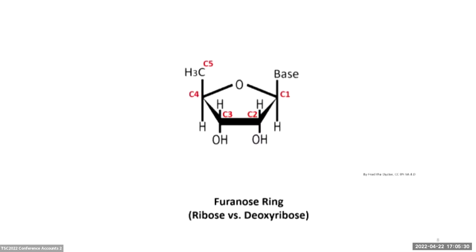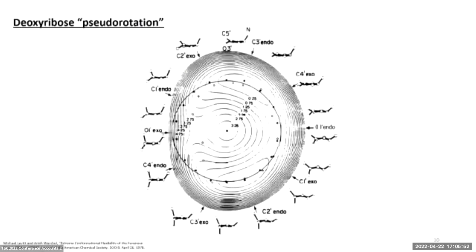Now, here's a close-up of that furanose ring of ribose or deoxyribose. It's a 5-carbon sugar. Carbon 1 is connected to the nucleotide base. Carbons 3, 4, and 5 are part of the phosphate backbone, and carbons 1 and 4 are connected together by an oxygen atom. It's not a stiff molecule because of that. It's a floppy molecule. It flops around in what they call a pseudo-rotation.